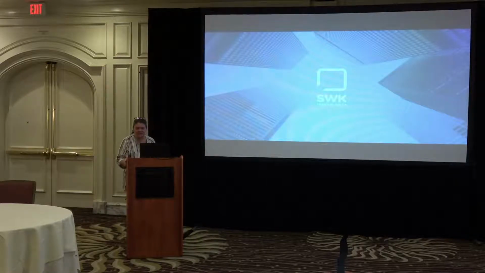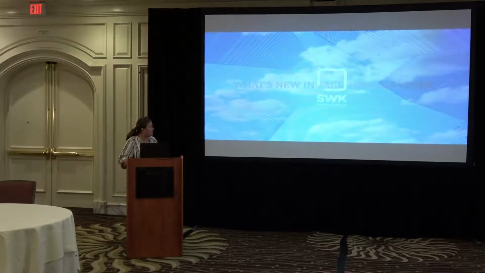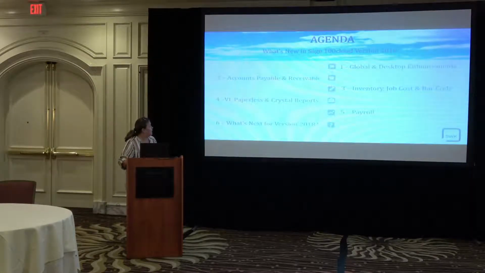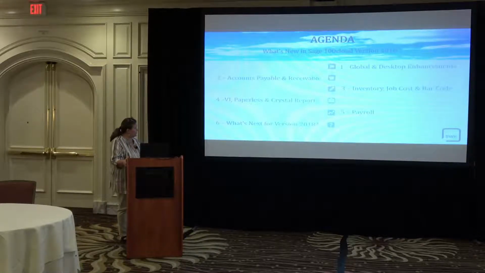My presentation is going to be on what is new in Sage 2018, the Sage 100cloud. We're going to look at global and desktop enhancements, some changes to accounts payable and receivable, inventory, job cost, and barcode, Visual Integrator, Paperless Office, and Crystal Reports. We're going to talk briefly about payroll, and time permitting, I will show you the new version, and then a quick look at what's next for version 2018 in the next releases.